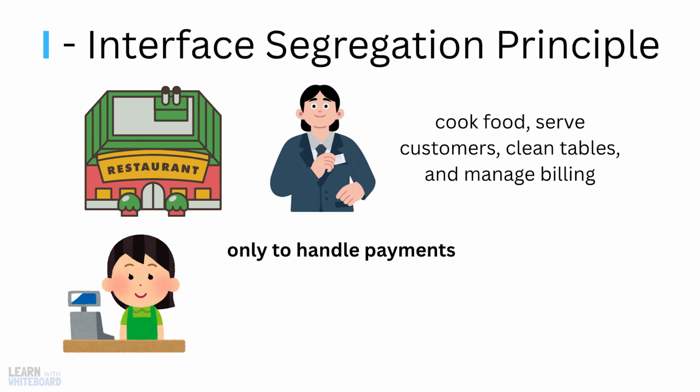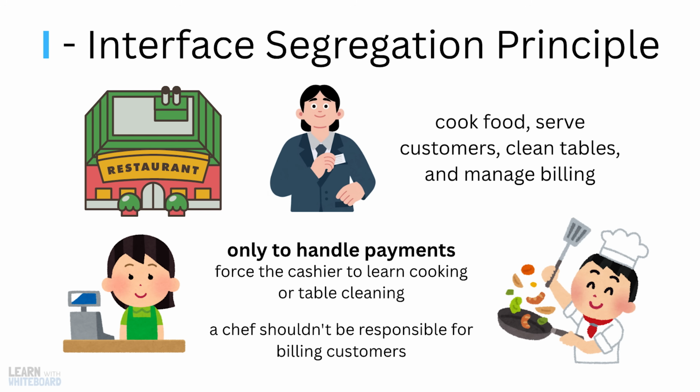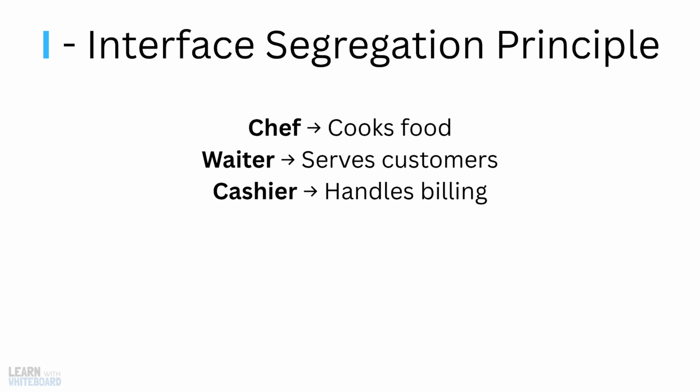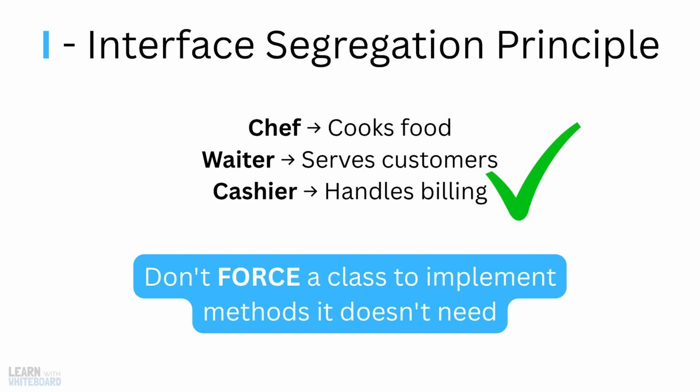It doesn't make sense to force the cashier to learn cooking or table cleaning. Similarly, a chef shouldn't be responsible for billing customers. Instead, the restaurant creates separate roles: chef who only cooks food, waiter who only serves customers, cashier who only handles billing. Each employee only performs the tasks relevant to their role. This is exactly what the interface segregation principle says. Don't force a class to implement methods it doesn't need.